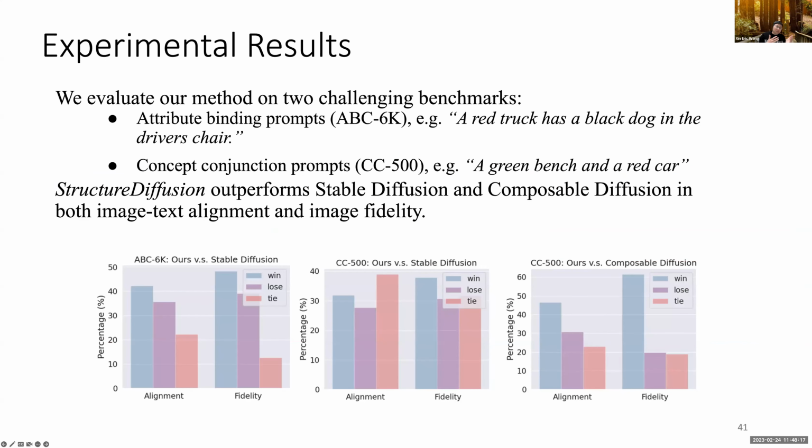In addition to qualitative evaluation, we also conduct quantitative human evaluation on the generated results to compare different methods here. Humans should be the final judge of all those, right? So we evaluate our method on two challenging benchmarks, the attribute binding prompts and concept conjunction prompts. As you can see here, we do a pairwise comparison between Stable Diffusion and structured diffusion, and between Composable Diffusion and structured diffusion. In both cases, our structured diffusion model receives the most votes from human users, right?